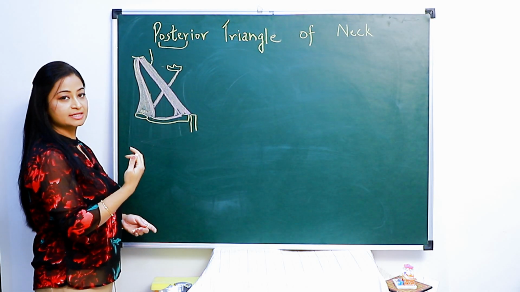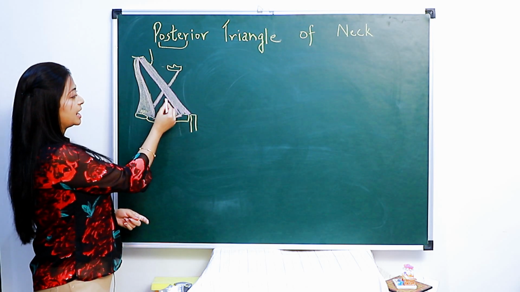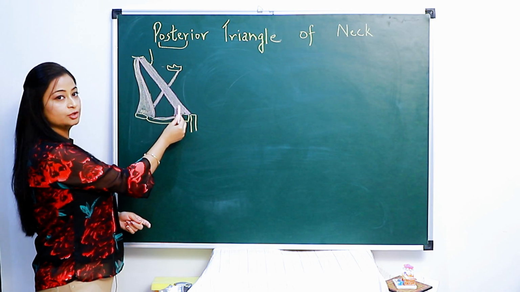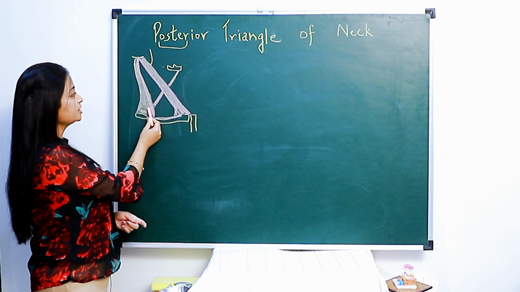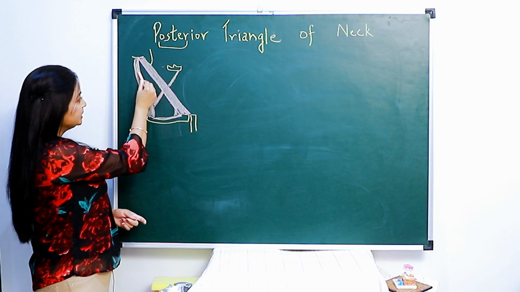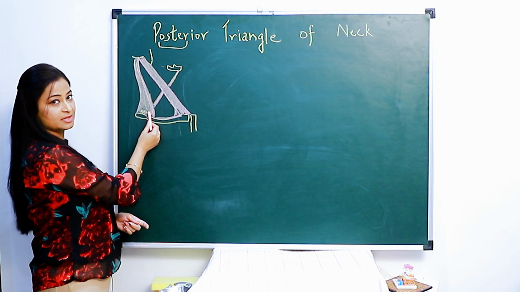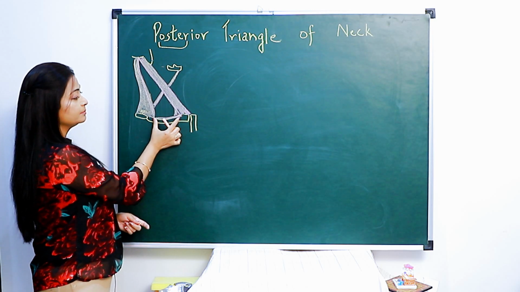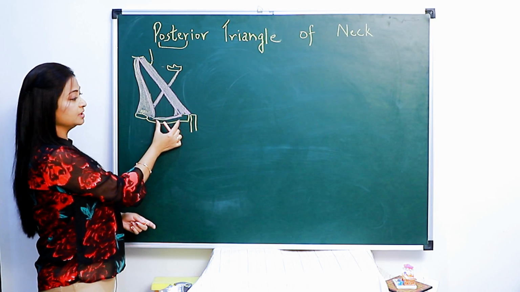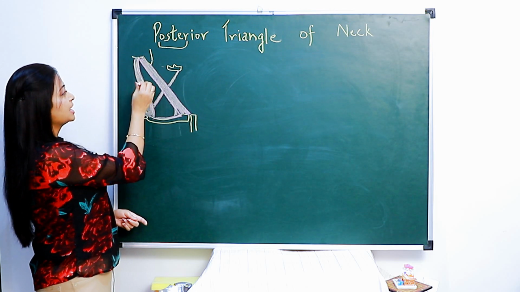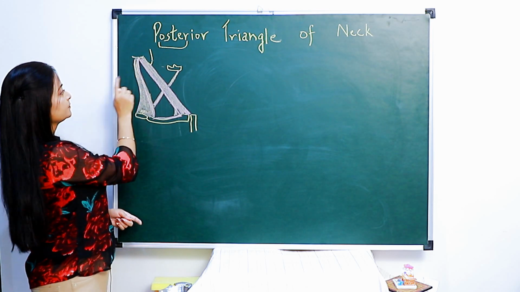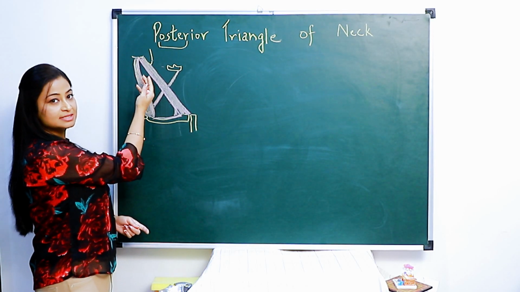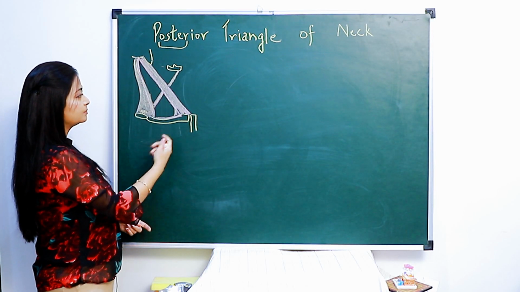Okay, so let's enumerate the boundaries. The anterior border is formed by the posterior border of the sternocleidomastoid muscle. The posterior border is formed by the anterior border of the trapezius muscle. The base or inferior border is formed by the middle 1/3 of the clavicle, and the apex lies here at the superior nuchal line where both these muscles, the trapezius and the sternocleidomastoid muscles, meet. Okay, so these are the boundaries.